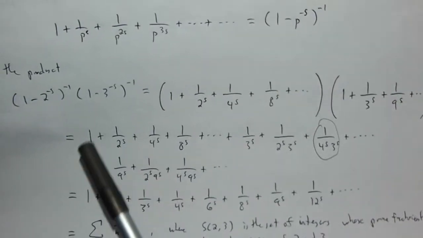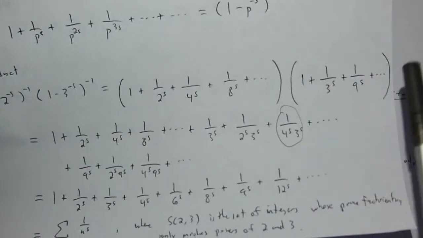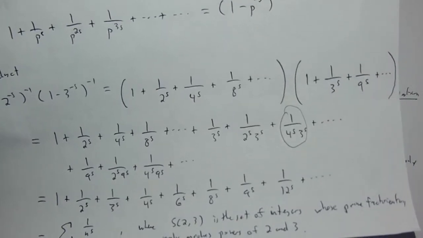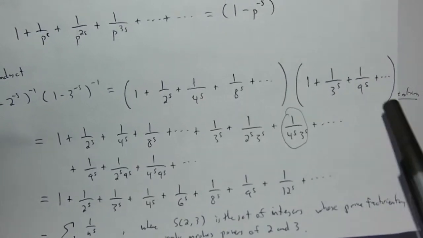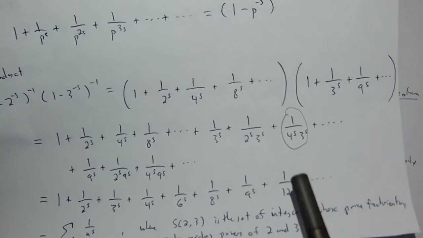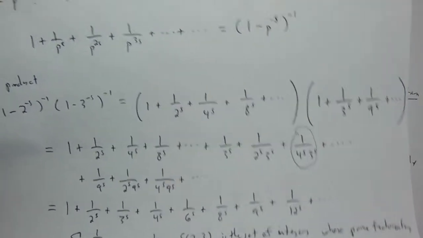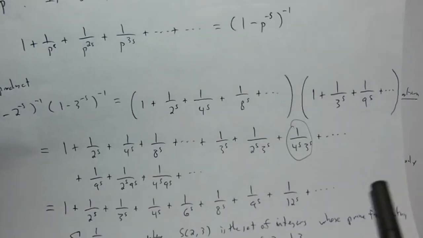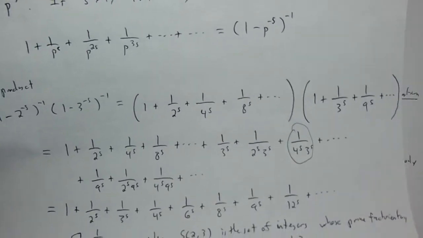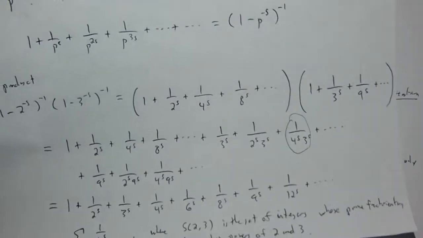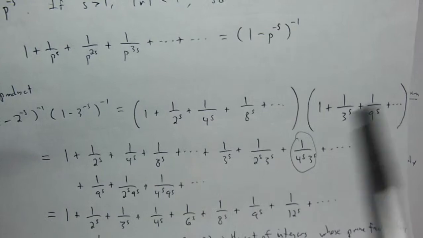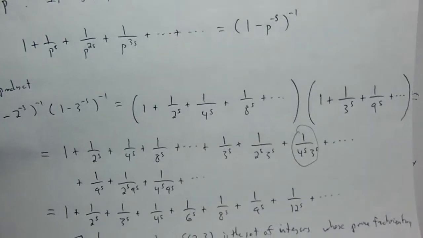Well, in this product, I'm going to tack on another series that's going to be 1 plus 1 over 5 to the s plus 1 over 10 to the s and so on. So then, 1 over 5 to the s, 1 over 25 to the s, and so on. And then, yes, I am going to get a 1 over 10 to the s from 1 over 2 to the s times 1 over 5 to the s.